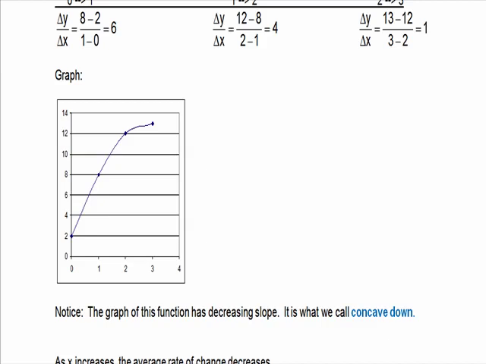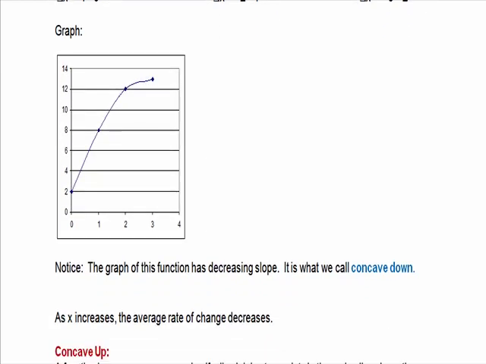When this happens, when our slopes decrease, we have a function that we would say is concave down. Or in other words, we would be concave down if as the x increases, the average rate of change decreases. So we're concave up if our slopes or our average rates of change increase. We're concave down if our slopes or our average rates of change decrease. You might ask about the line that we started with. Lines are neither concave up nor concave down.